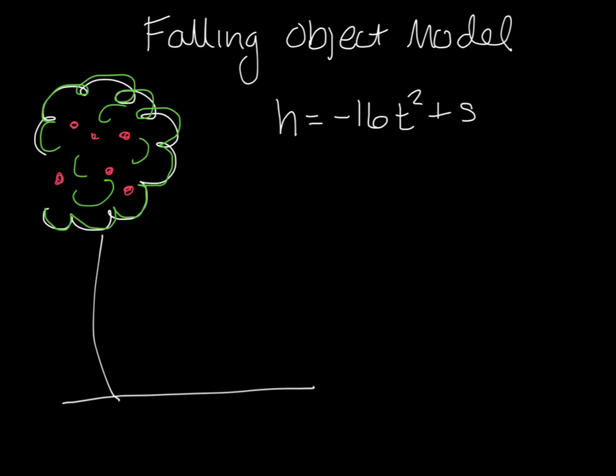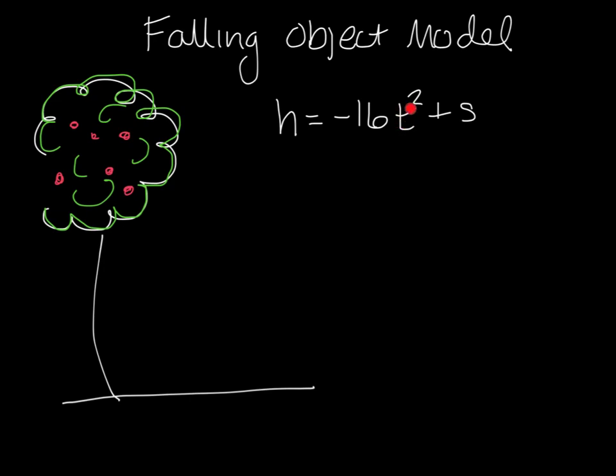The falling object model is something used a lot in physics, and it tells us how long it takes something to hit the ground or what height it started at. There's all kinds of things we can find. What we're always going to be finding is how much time it took. So let me tell you about the variables.